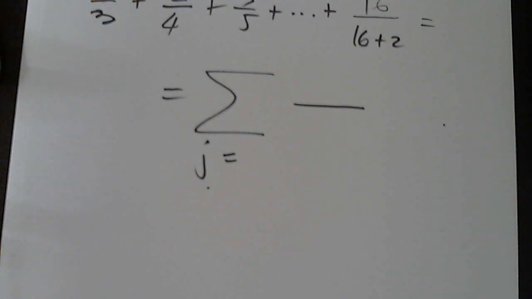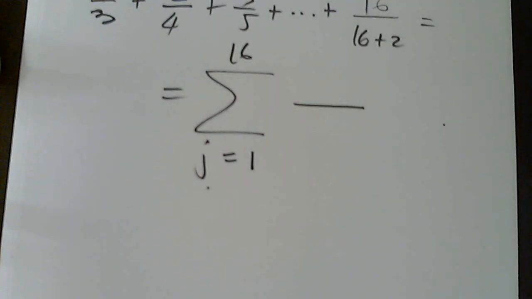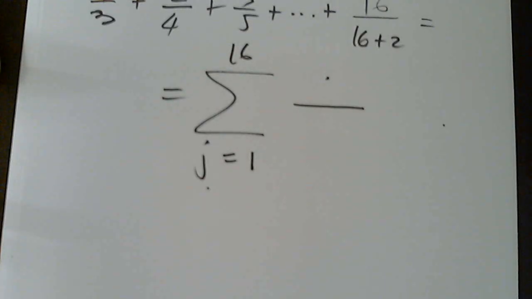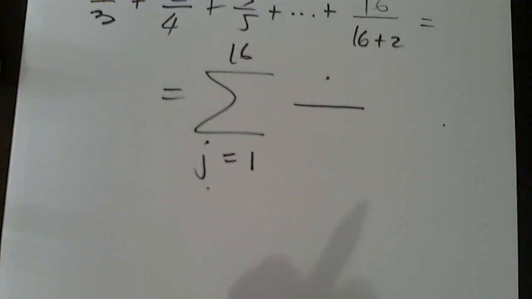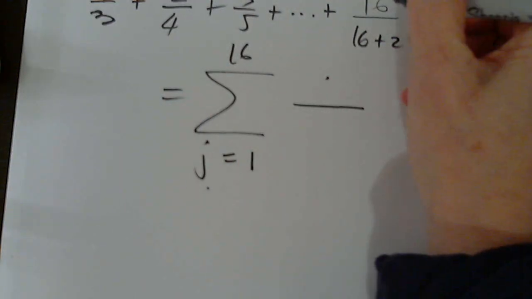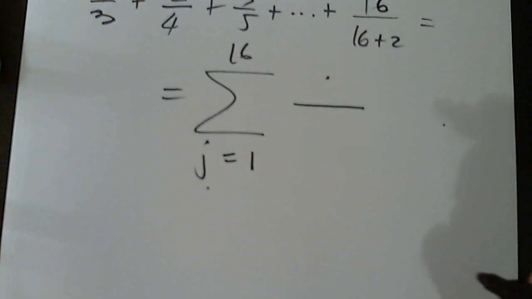Is the lower limit 1 and the upper limit 16? No worries, of course, clear. So what do I have here? When j is 1, I get 1. When j is 2, I get 2. When j is 3, I get 3. When j is 16, I get 16. J, I'm sorry.